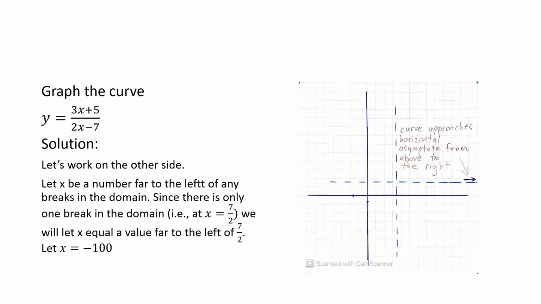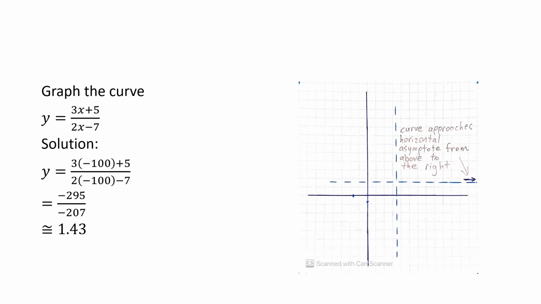Now, since we went to the far right, let's go to the far left. Since there's only one break in the domain, i.e. 7/2, we can let x be a value far to the left of 7/2. Well, 100 is far to the right of 7/2, negative 100 is far to the left of 7/2. So we're going to pick a number way out here, specifically x equals negative 100. When we let x equal negative 100, y is negative 295 over negative 207. And that's roughly equal to 1.43.